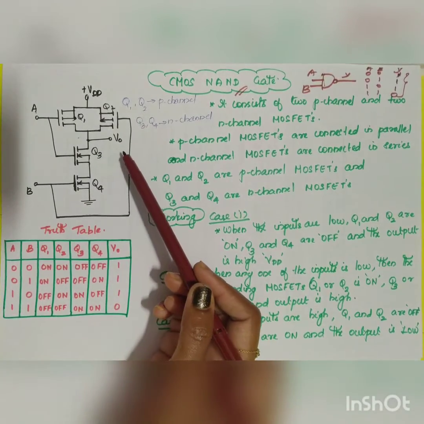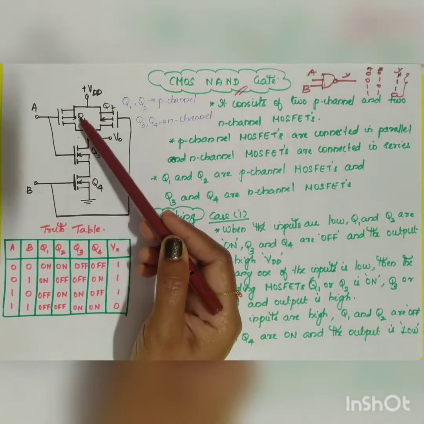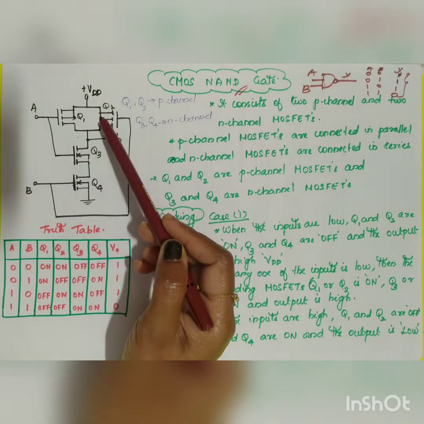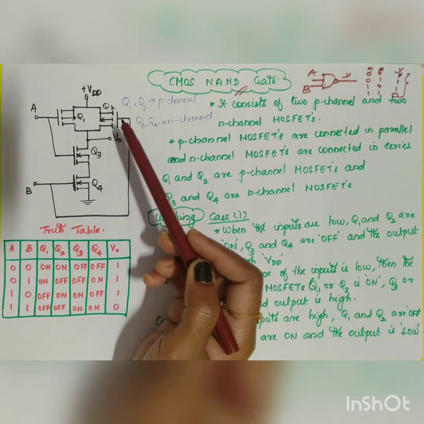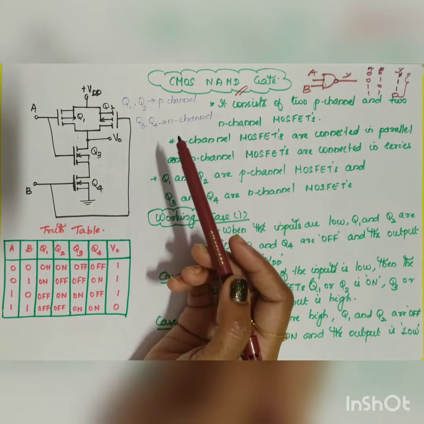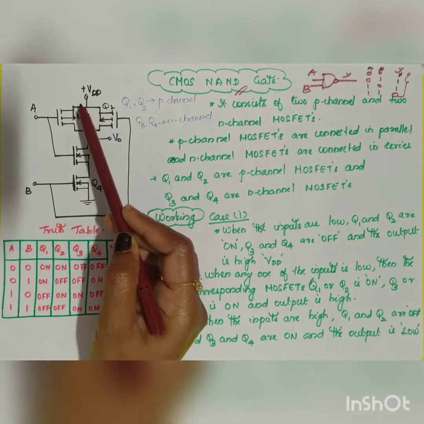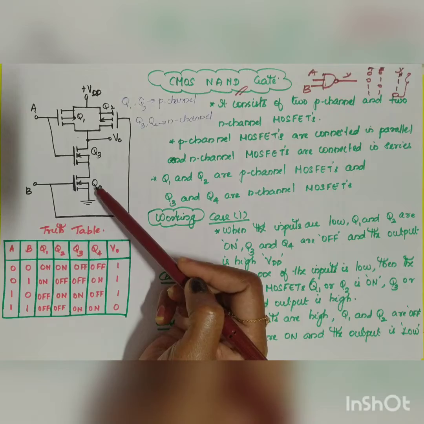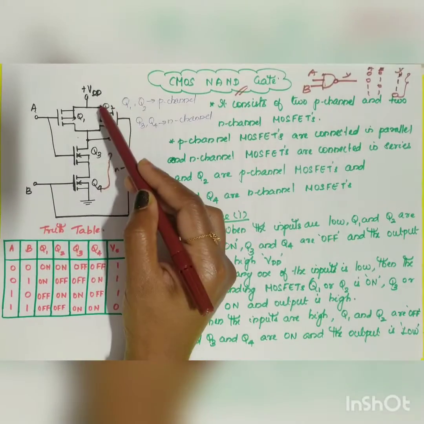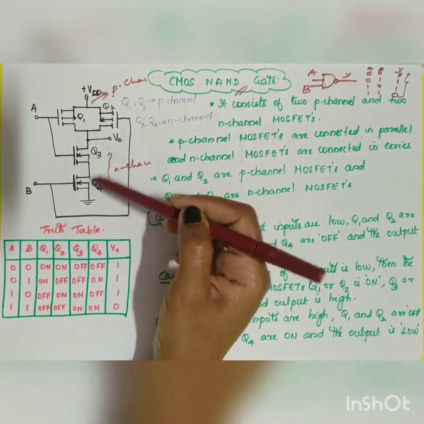So basically you will have 4 transistors: Q1, Q2, Q3, Q4. Your transistors Q1 and Q2 are P channel enhancement MOSFETs and Q3 and Q4 are N channel enhancement MOSFETs. So how is this configuration? The two P channel transistors will be connected in parallel and the two N channel transistors will be connected in series. Q3 and Q4 will be your N channel and Q1 and Q2 will be your P channel. So here it is connected in parallel and here it is connected in series.